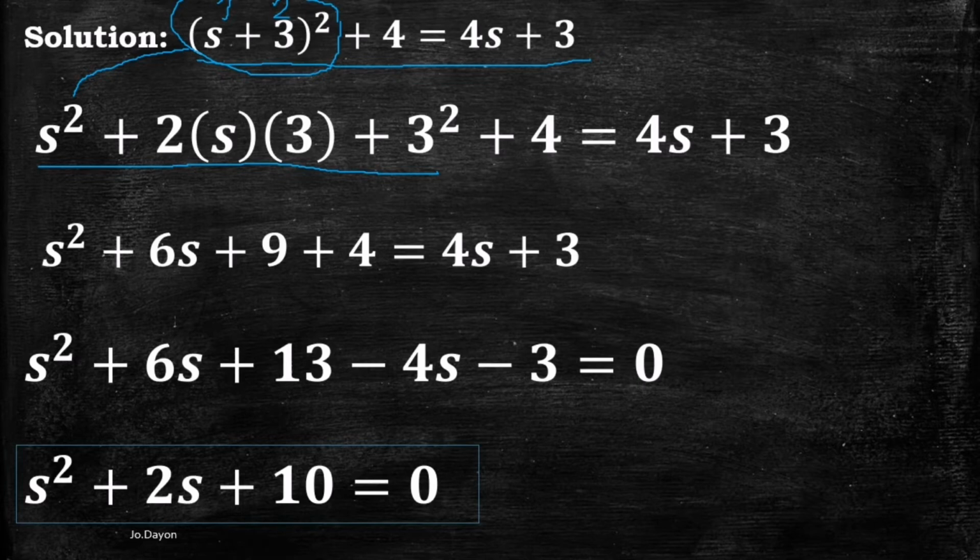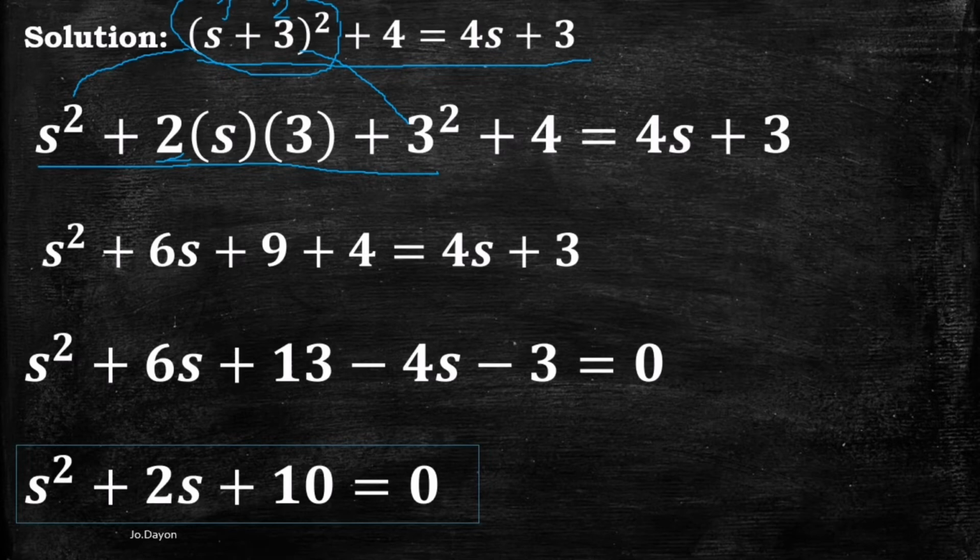So again, the first term is the square of the first term, which is s, and the second term is equal to twice the product of the first term, which is s, and the second term, which is 3. That's why we have 2 times s times 3. And the third term is equal to the square of the second term. That's why we have here 3 squared.